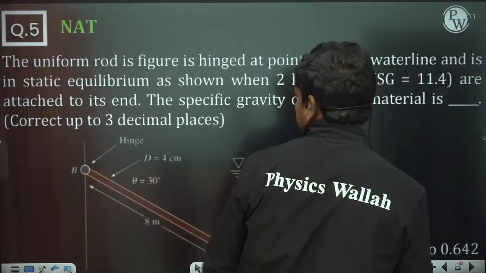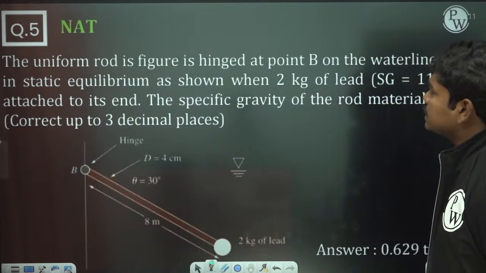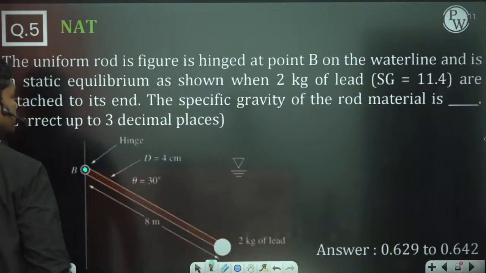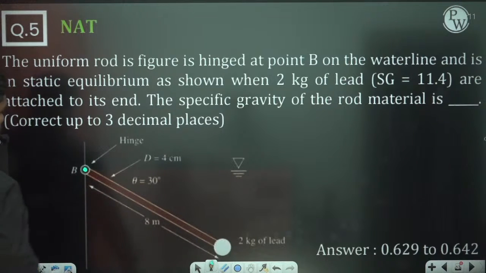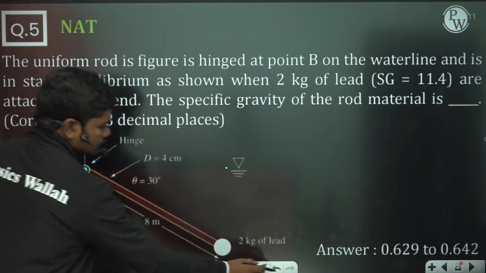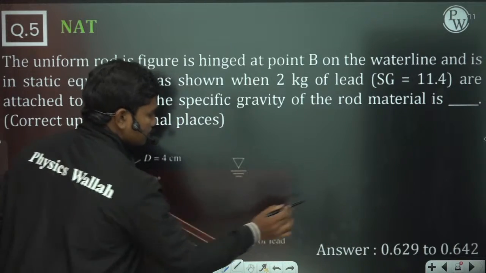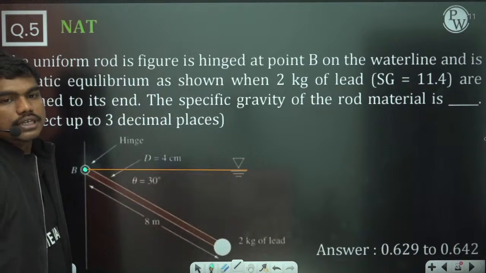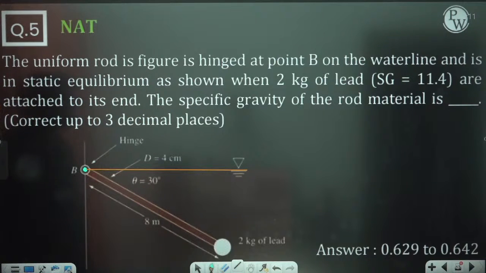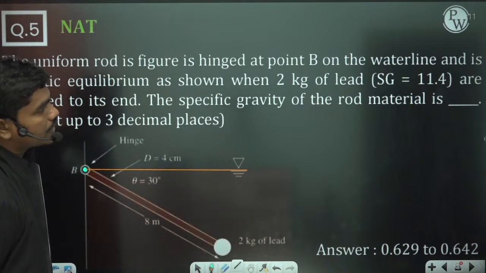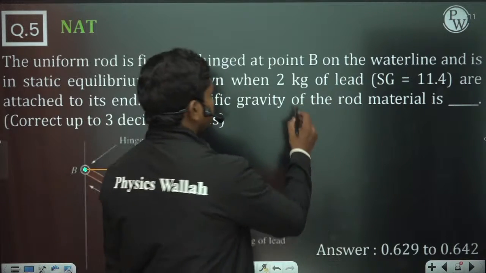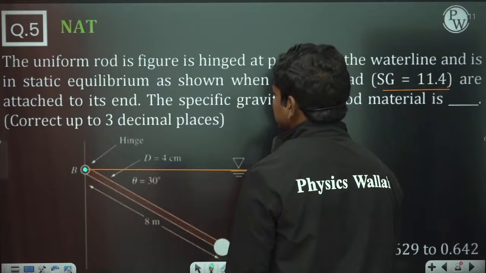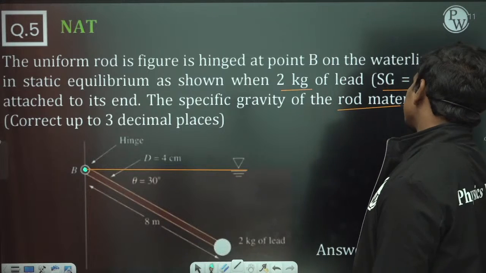So let us go to the next question. The uniform rod in the figure is hinged at point B. So there is a hinge at this point B, on the water line. So there is a free surface of water present here, and the rod is in static equilibrium as shown. When 2 kg of lead, specific gravity 11.4, is attached to its end, what is the specific gravity of the rod material?